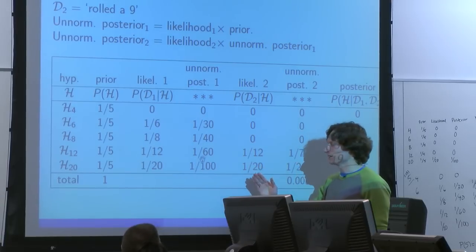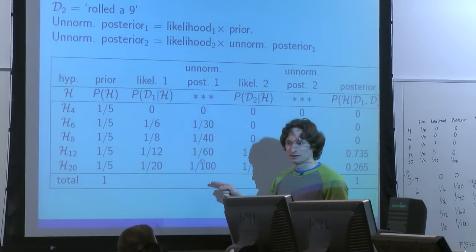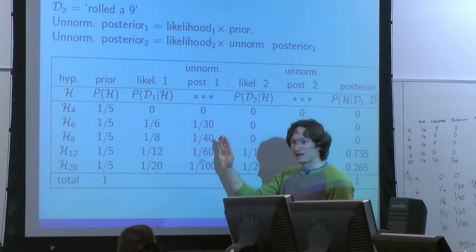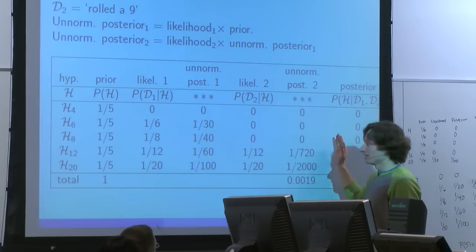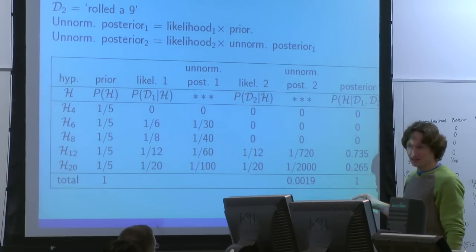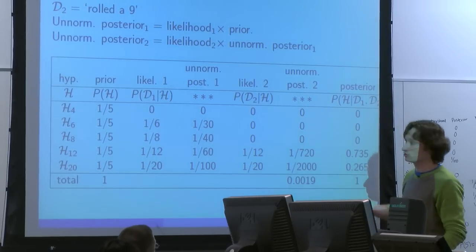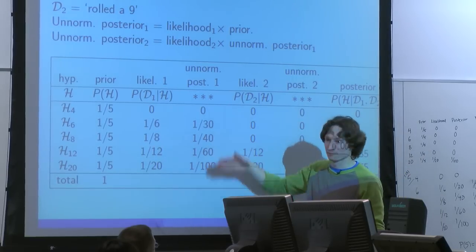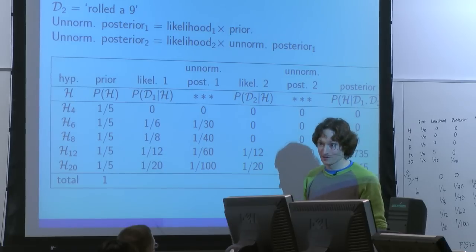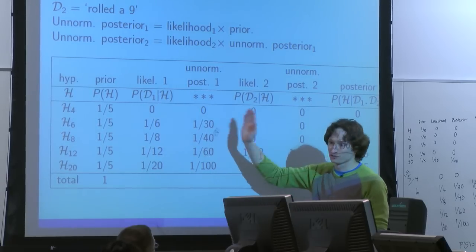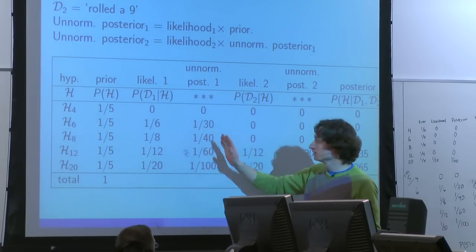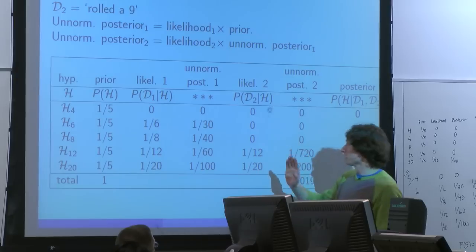Now you may complain, wait a minute, this doesn't add to 1. But it's OK, because we're going to do it again. At the very end, we'll normalize. And we'll get the same answer as if we had normalized here and then normalized again, because we're just multiplying the whole column by the same scalar, by the same real number. OK? So it saves you work to not bother to normalize the first time. Great. So that's our new prior.